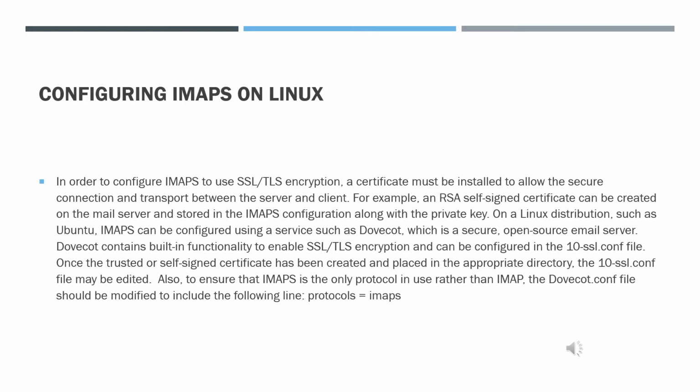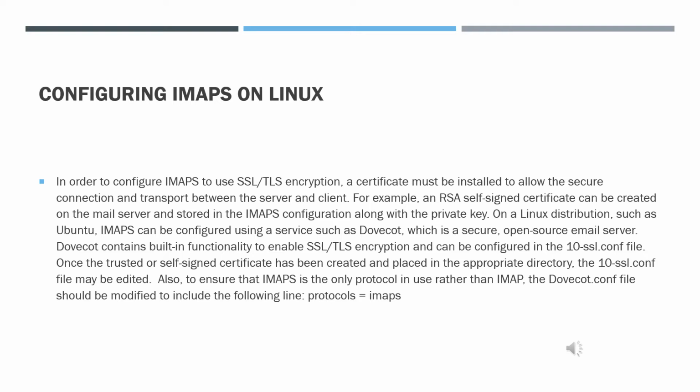Configuring IMAPS on Linux. In order to configure IMAPS to use SSL and TLS encryption, a certificate must be installed to allow the secure connection and transport between the server and the client. For example, the RSA self-signed certificate can be created on a mail server and stored in the IMAPS configuration along with the private key. On a Linux distribution such as Ubuntu, IMAPS can be configured using a service such as Dovecot, which is a secured open source mail server.